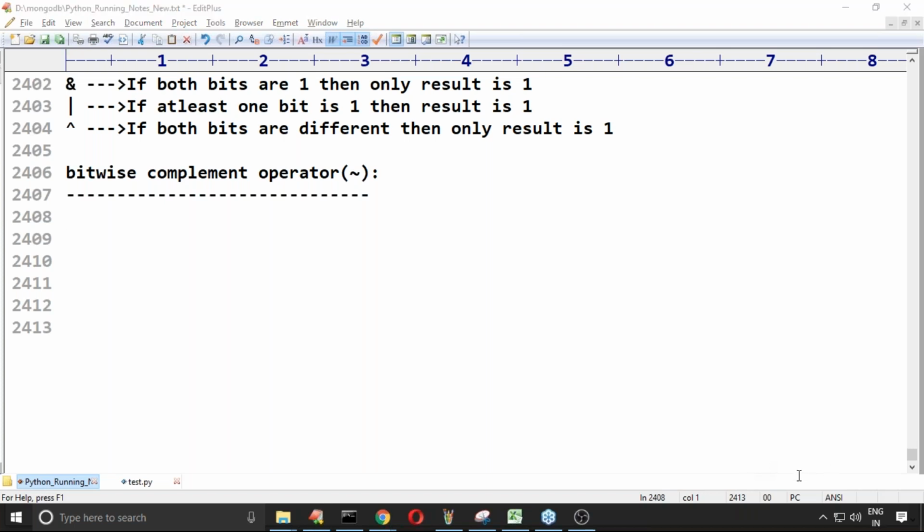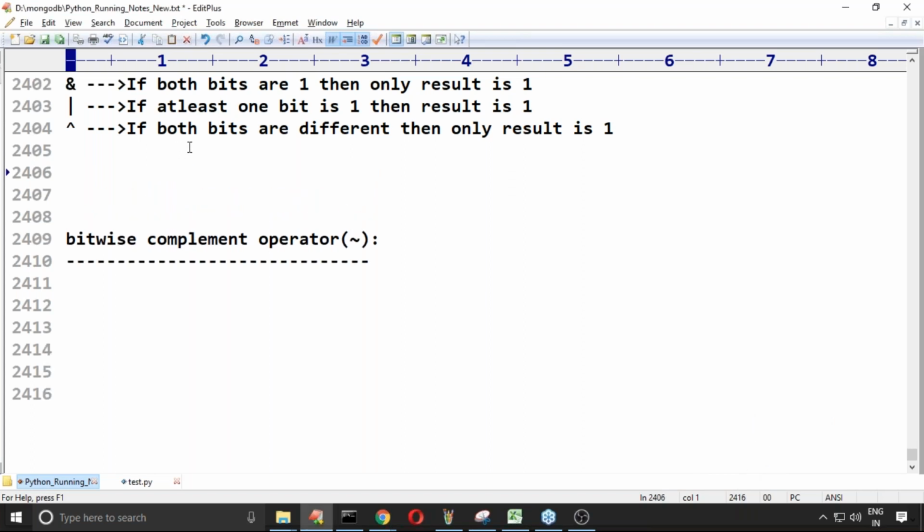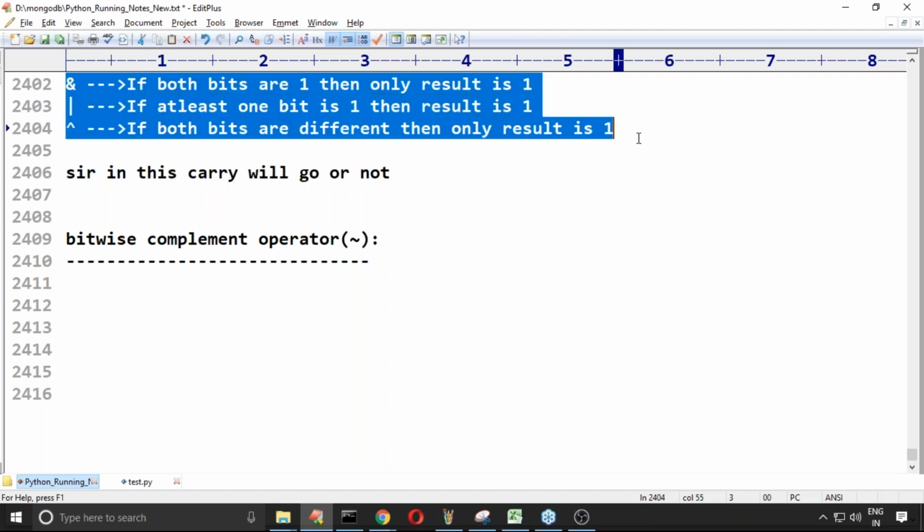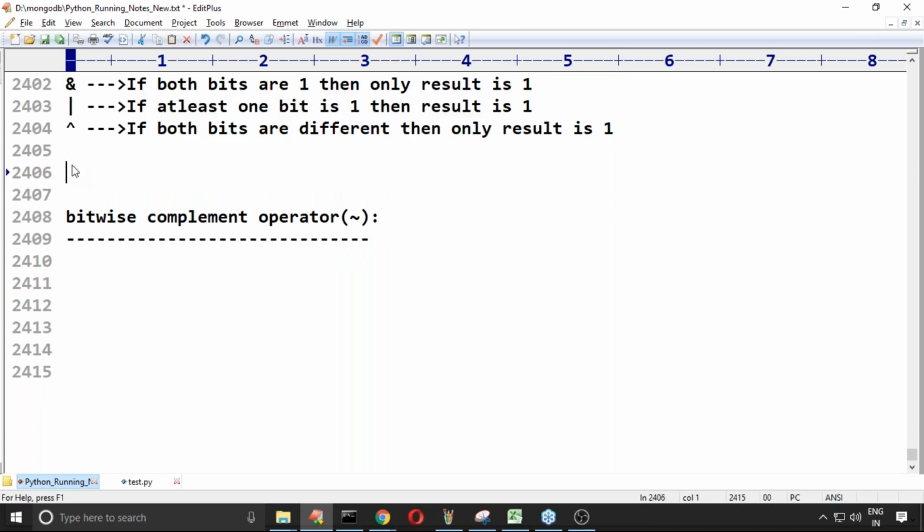Someone is asking whether the carry will go in this case or not. No chance at all. We are not performing any arithmetic operations in this case. In all these cases we are not performing any arithmetic operations. Plus or minus are not being done. That's why there is no question of any end carry.